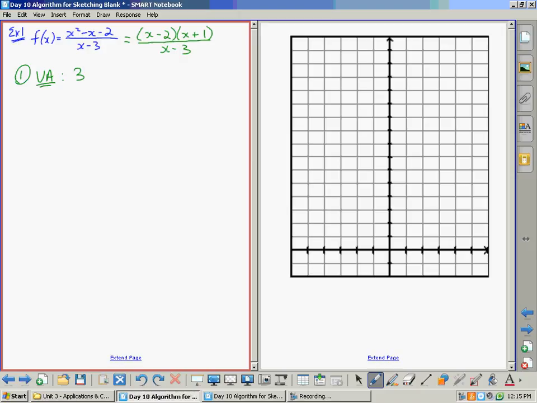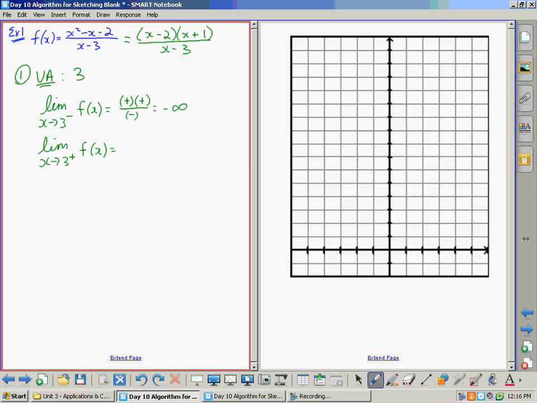And then instead of doing test points like we did before, we'll do our new limits. So this is the left side limit: the limit as x approaches 3 from the left of f at x, and the limit as x approaches 3 from the right of f at x. We'll use the factored form. So we now, in our head, choose a number that's to the left of 3, like 2.9. So 2.9 minus 2 is going to stay positive. 2.9 plus 1 is positive, and 2.9 minus 3 is negative, which means we're going to get negative infinity.